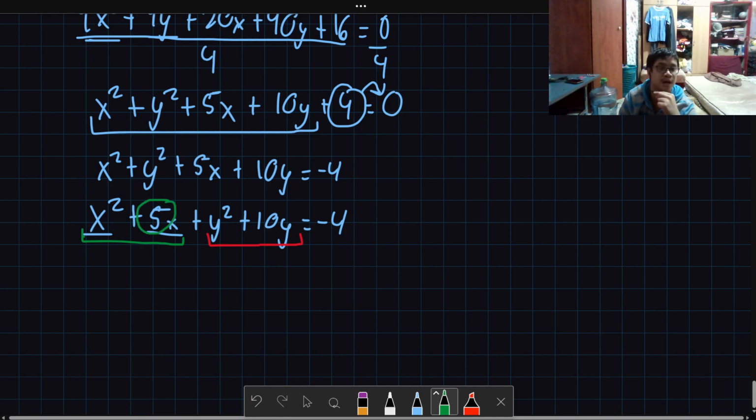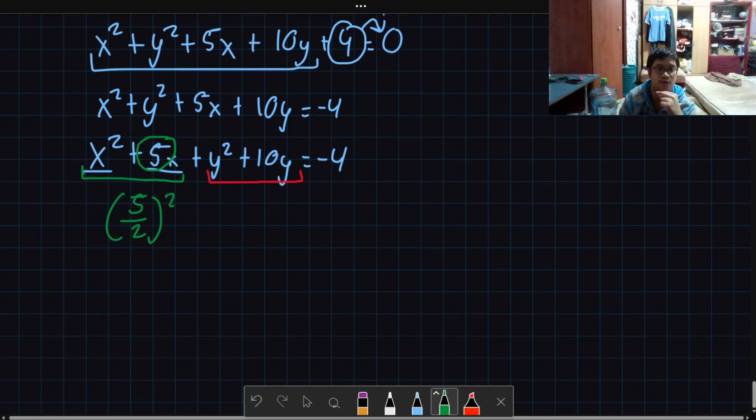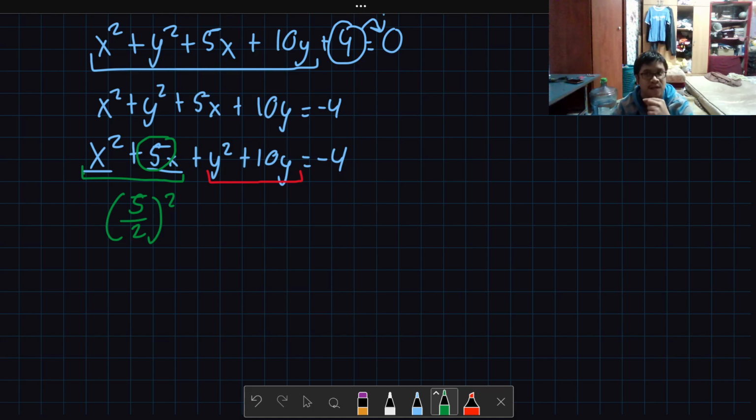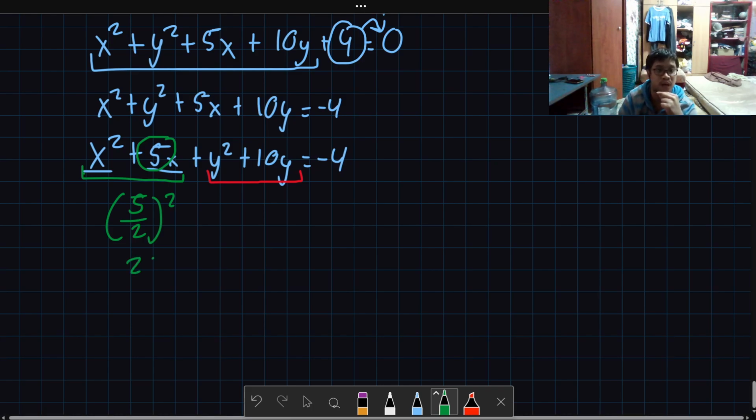First, you get the coefficient of your x, which is 5. Then we divide it by 2. Then we square it. 5 all over 2 squared. You can't divide 5 by 2 because 5 is not divisible by 2, so we're just going to leave it be. We have 5 all over 2 instead. Then we will square it, so we will have 25 all over 4.